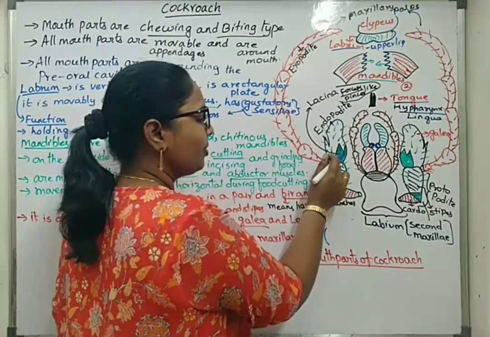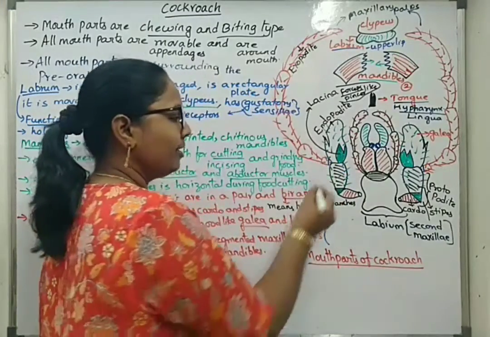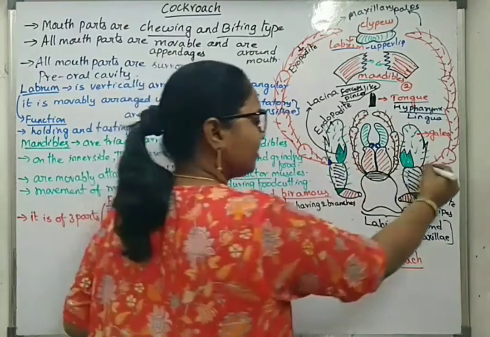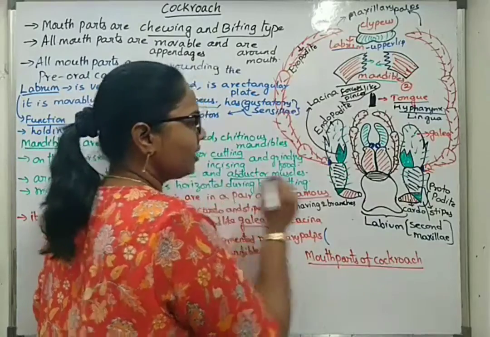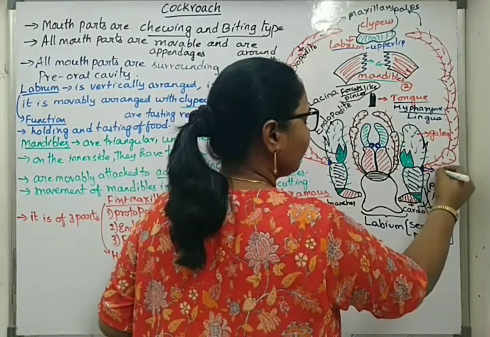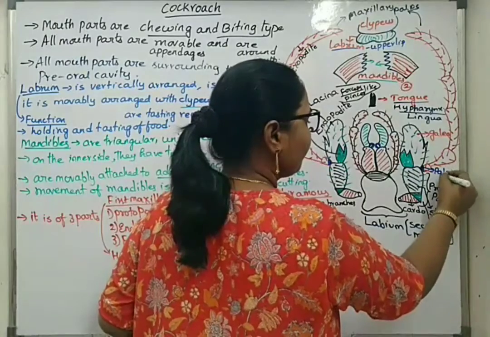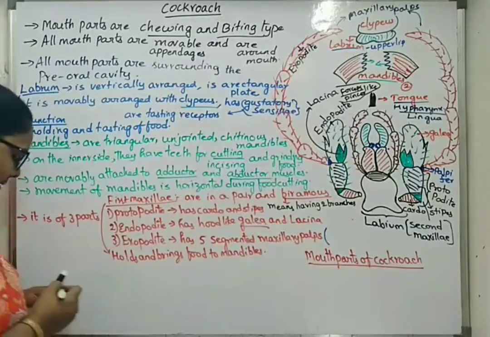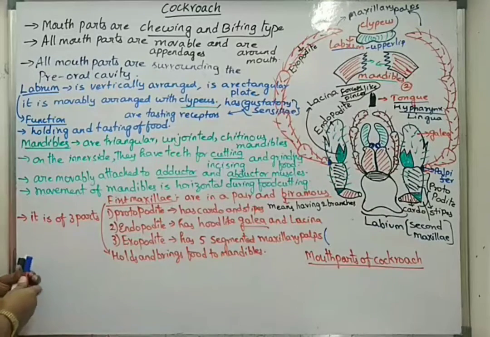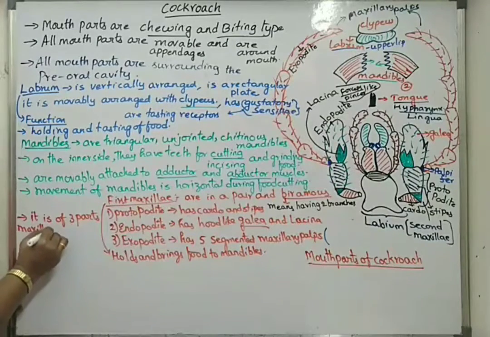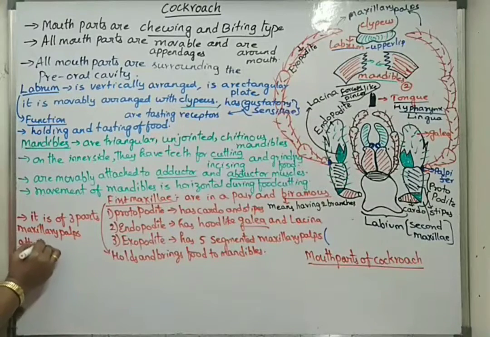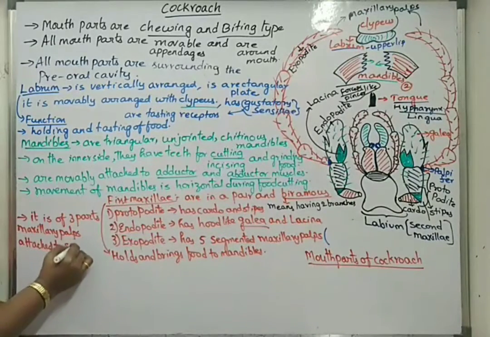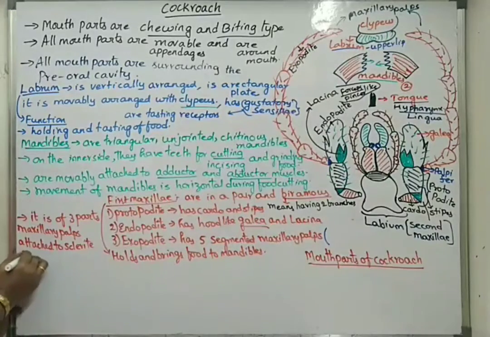Maxillary palps are attached to the junction of endopodite and protopodite, to a special sclerite called palpifer. So now place here. Palpifer, that we will write. Maxillary palps attached to sclerite palpifer.